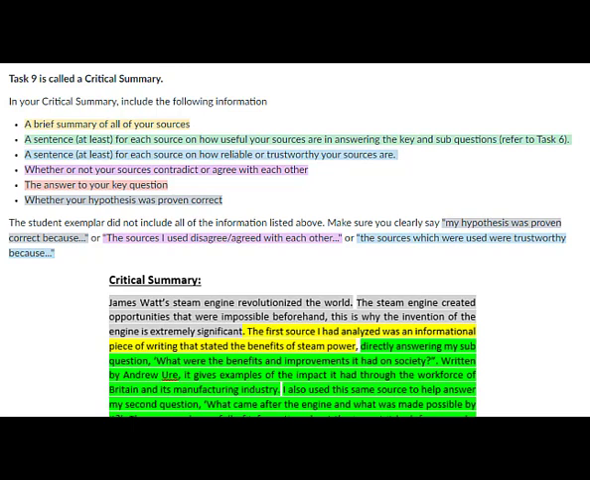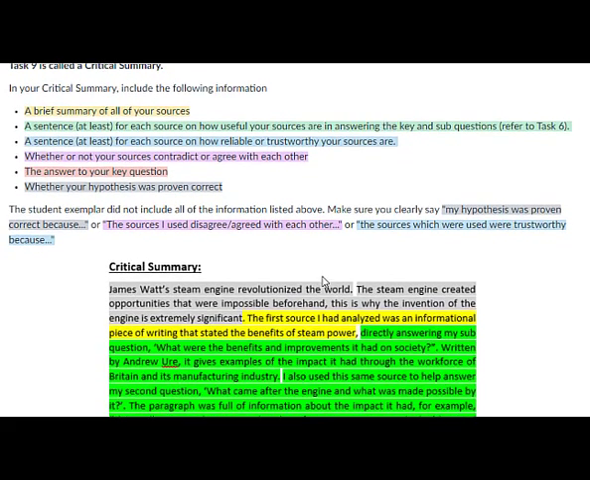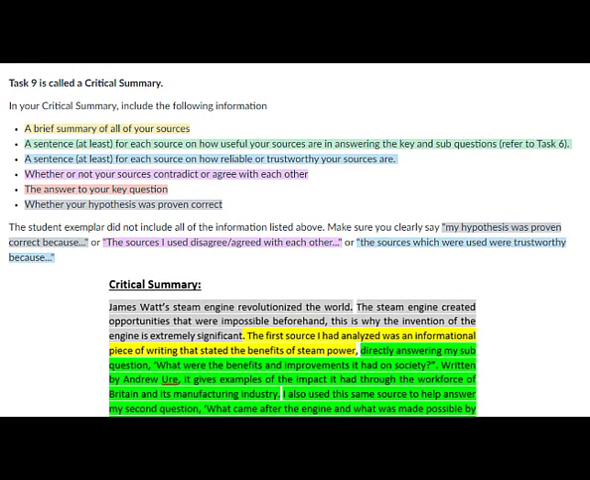student exemplar below. Let's just go through bit by bit, looking at these different colors up here. The first one, the yellow one, is a brief summary of all of your sources. So pretty much what that means is you say the first source I used was this, and you describe the source in a sentence or two, just what the source was, who wrote it, when it was written, what is the source, what is the information in the source.